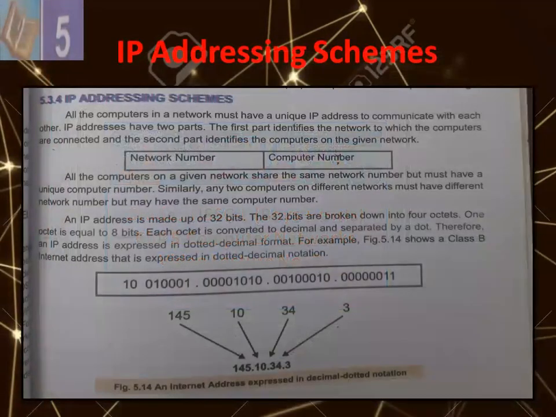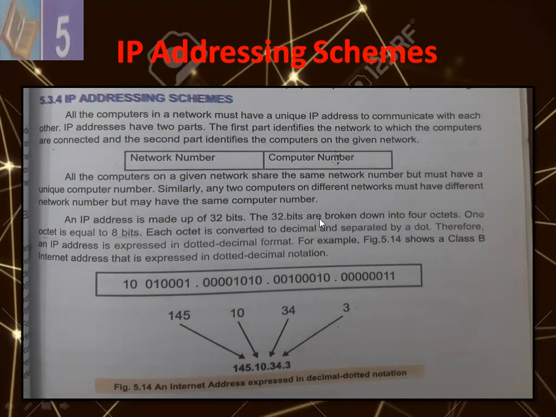Dear students, in the previous lecture, we discussed IP addressing, IP addressing schemes and the classes. Here is a brief overview. An IP address is basically used to communicate with each other. An IP address has two parts. The first part identifies the network to which the computers are connected, and the second part identifies the computer on the given network.